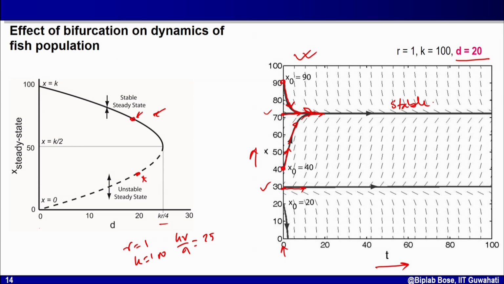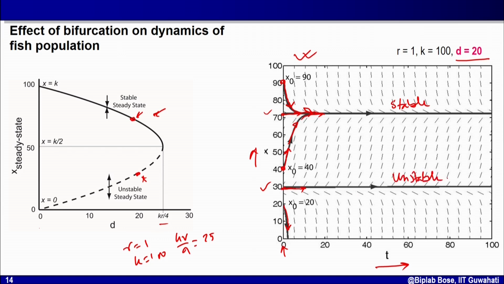Whereas if I start with a number of fish below this unstable steady state, this is the 30, then what will happen? For example, if I start with 20 fishes, then I will move in this direction away from the steady state, and as my fishes get used up by picking up, I will eventually go towards 0 fishes. So this one is unstable.